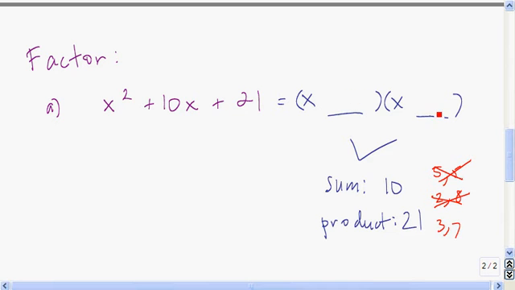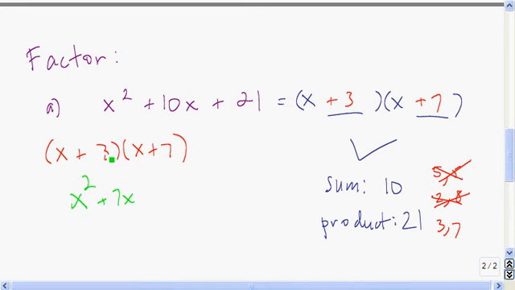They're going to fill these slots. So we're going to have plus 3 and plus 7. So x squared plus 10x plus 21 is equal to x plus 3 times x plus 7. And it's really easy to check if you're correct. You just FOIL it out. To check, we have x times x, which is x squared, plus 7x, plus 3x, plus 21. And that is, in fact, equal to x squared plus 10x plus 21.